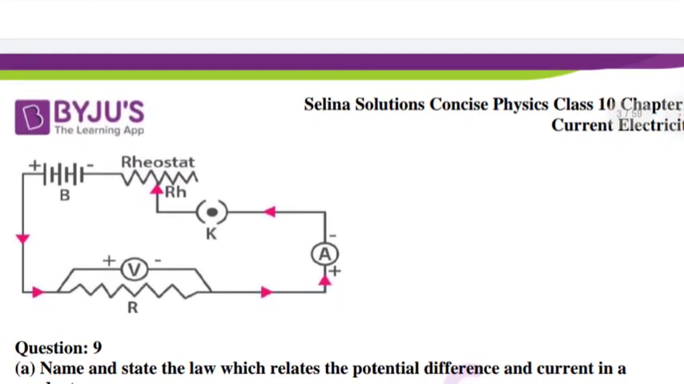Here the two terminals, positive and negative, at point B are put, and the resistor Rh is put in the key, which is a switch. Then the ammeter is put with its positive and negative terminals, and the voltmeter with its positive and negative terminals, and the resistance R is put, so it is in parallel.